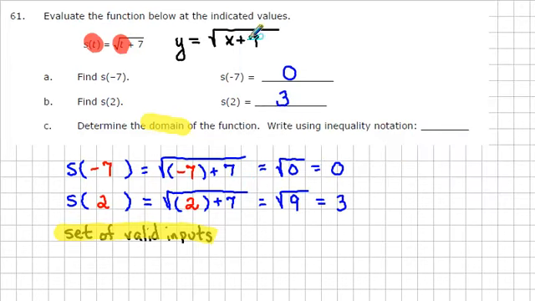Now the way that we can determine the domain from our formula is to remember that the square root of a negative number is not a real number. We need to make sure that the radicand is not negative in order for the function to produce an output. So we want to make sure that the radicand, x plus 7, is greater than or equal to 0. The radicand cannot be negative. So let me just highlight the radicand. The radicand is the part underneath of the radical symbol.